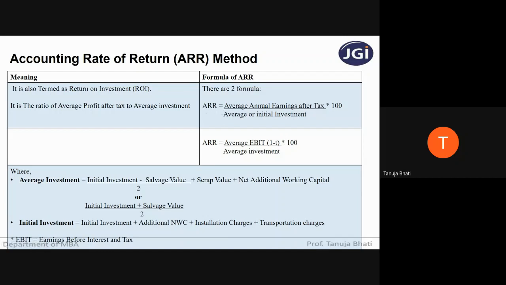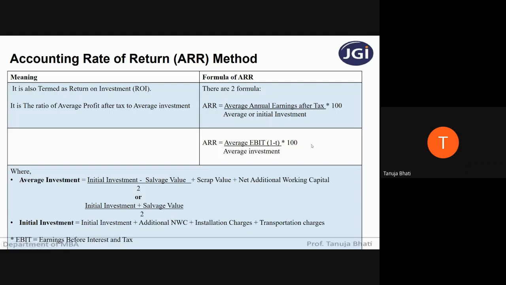I'll just go through the first formula first. It is average annual earnings after tax divided by average or initial investment, into 100. The next formula is average EBIT, that is earnings before interest and tax, multiplied by (1 minus tax rate), divided by average investment, into 100.